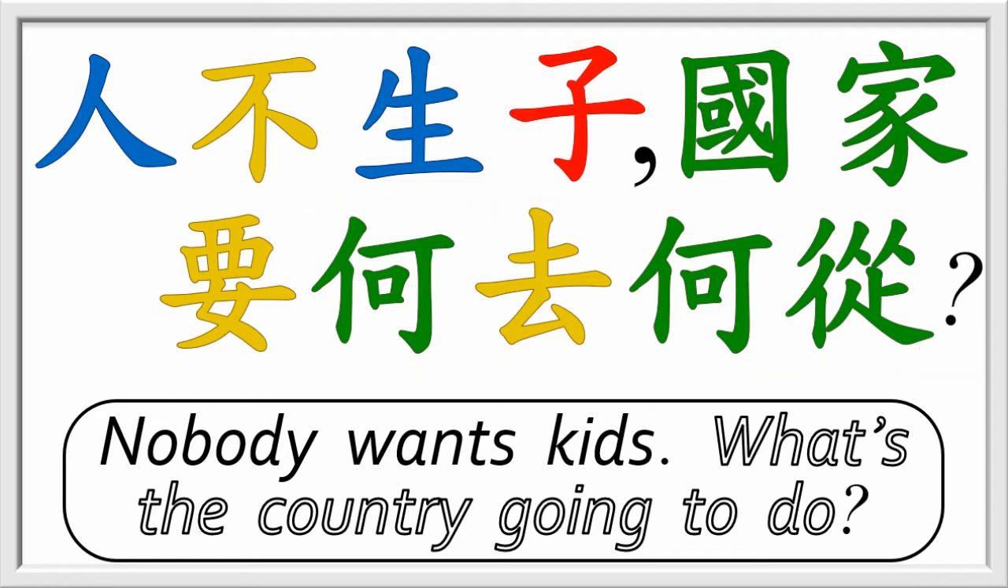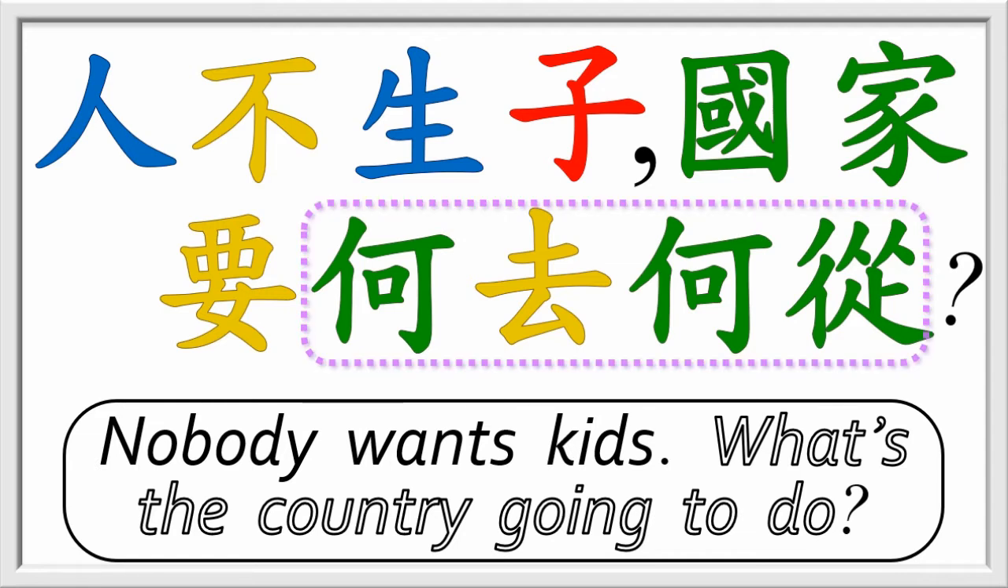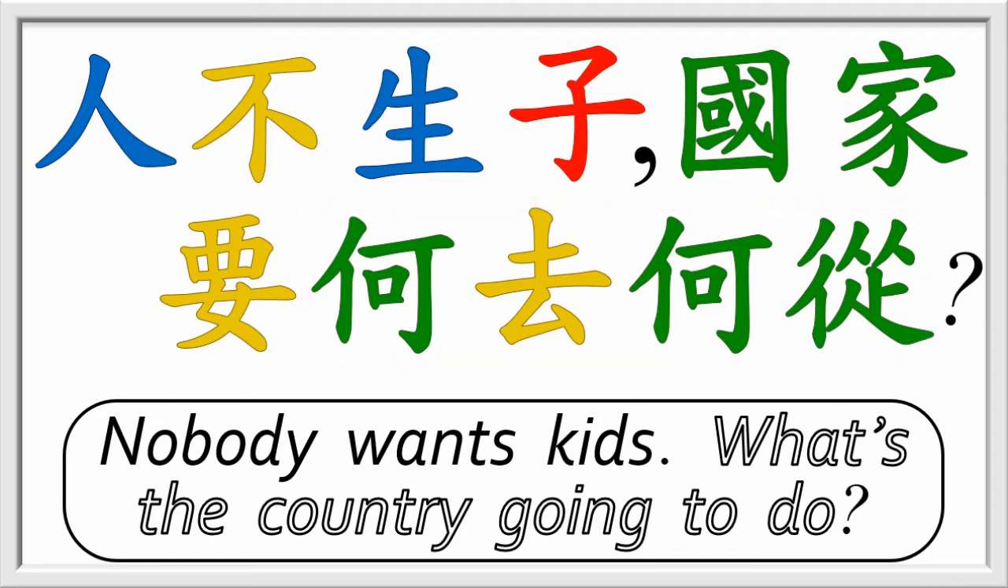人不生子, 国家要何去何从? Nobody's having kids. What's the country going to do in the future? Increase immigration? Raise taxes to pay for programs? What exactly can be done? Here I've provided a possible sense progression for 从 to help fix these various uses in your memory.